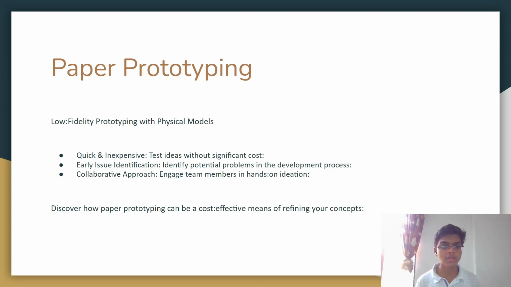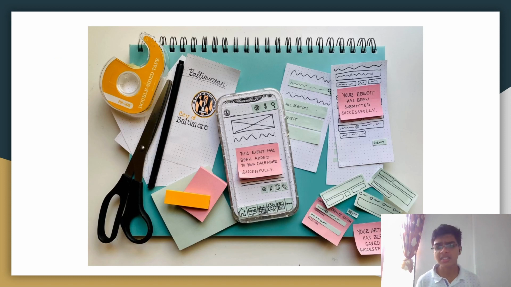If there are any issues, we are able to identify those potential problems very quickly. And then it allows for a more collaborative approach. It allows many team members to engage hands-on in the ideation process. These are a sample of prototyping. We can see that in the camera, they've created a sample paper prototype of what the screen can look like. They're using physical attributes like paper, sticky notes, and so on.